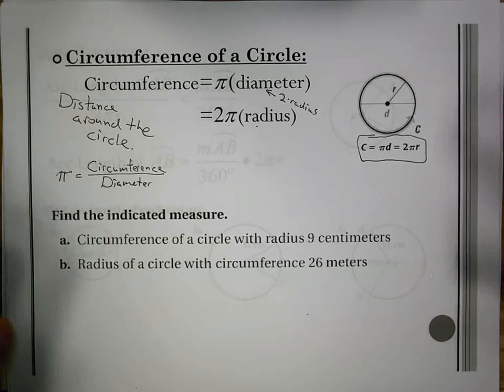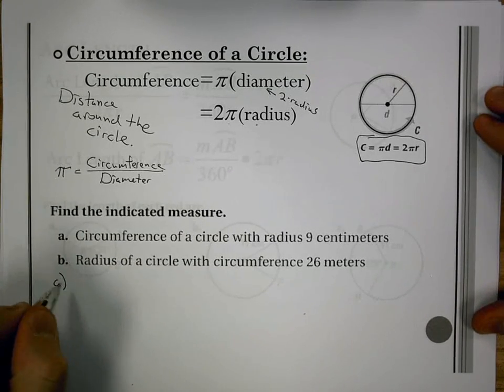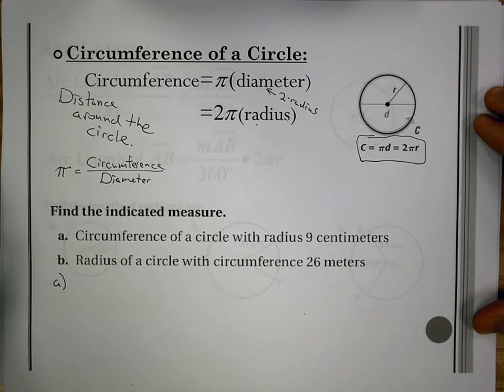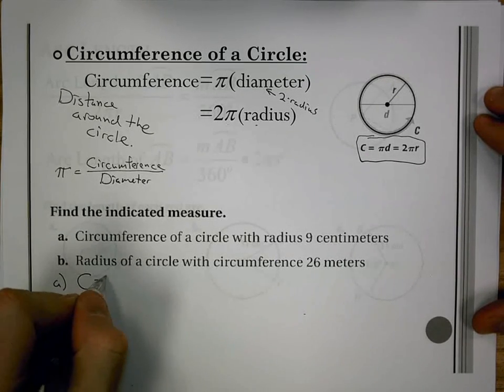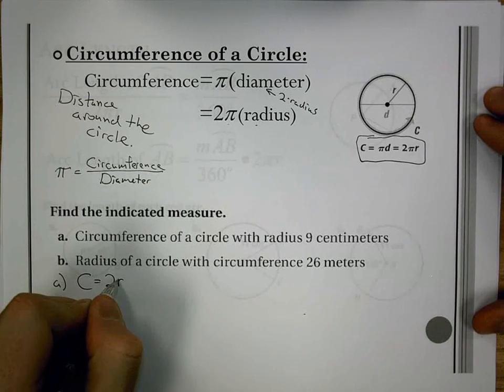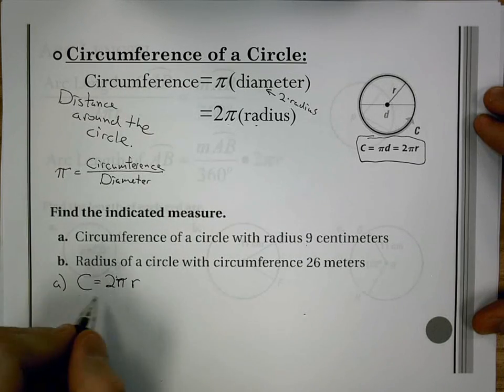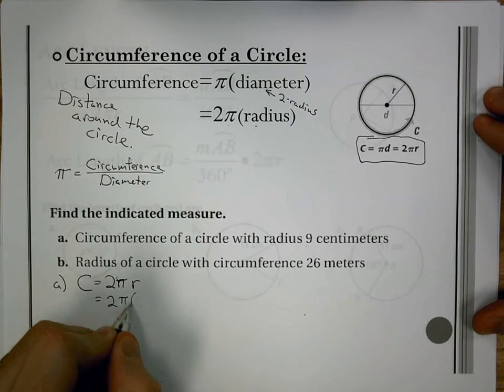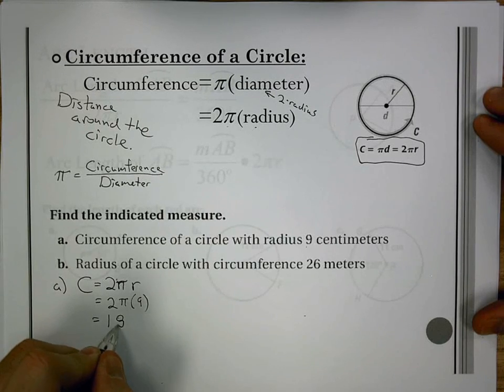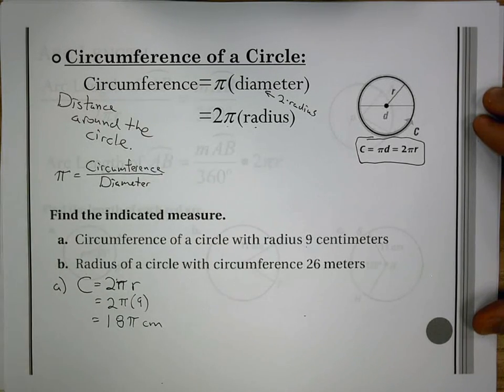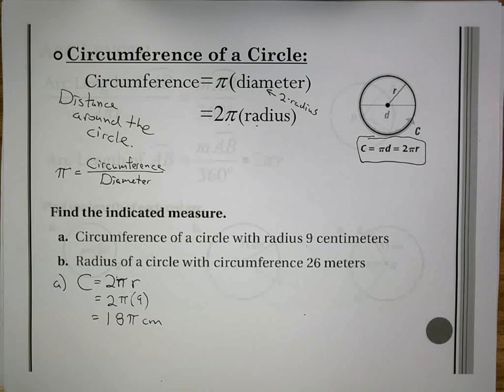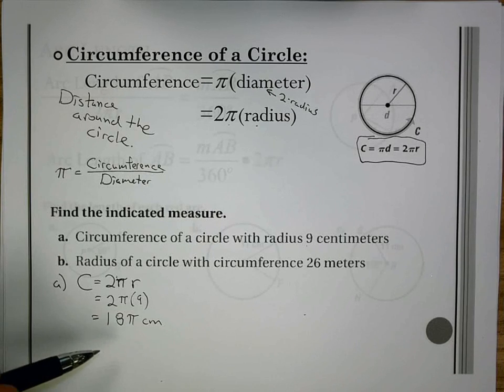Now, back to the actual circumference problems. If we look at the examples we have below, we're looking for the circumference of a circle with the radius of 9 centimeters. We're going to do c equals 2 pi r. We know the radius is 9. We plug that in. 2 pi times 9 gives us 18 pi centimeters. Now, that is what we call in terms of pi. It's the most exact form because if we used pi in a calculator or 3.14, it would be an approximation. So if it says in terms of pi, you can leave it as that.